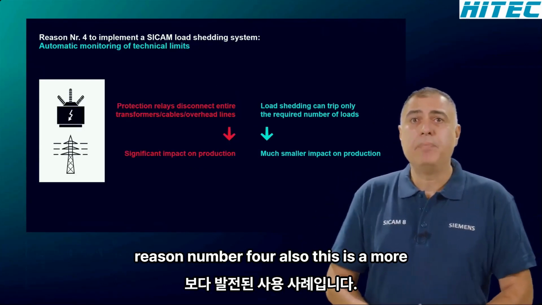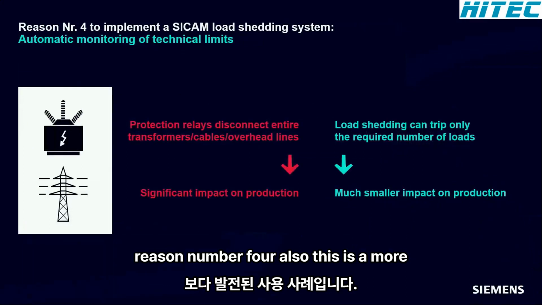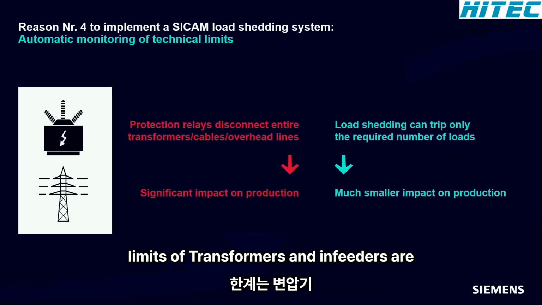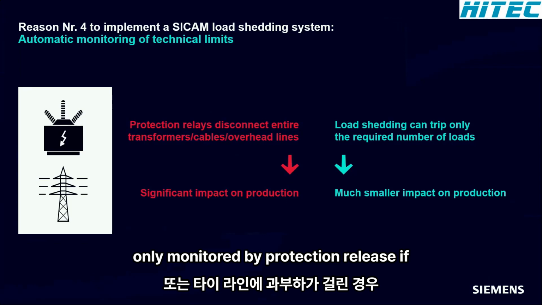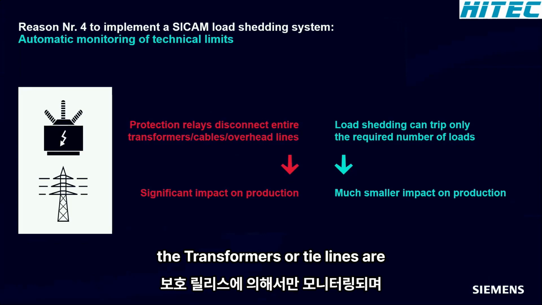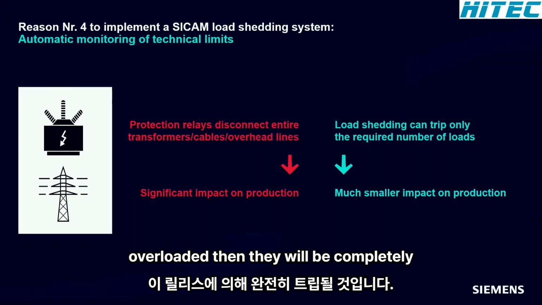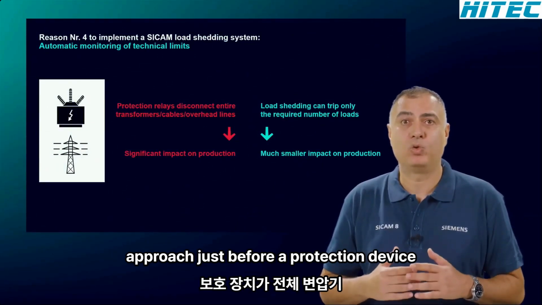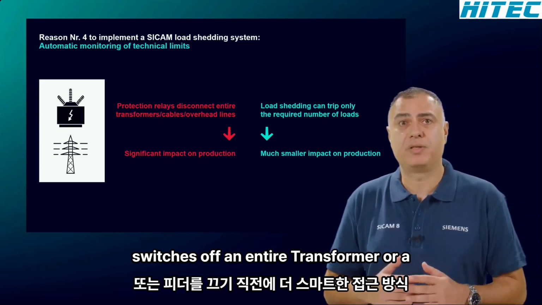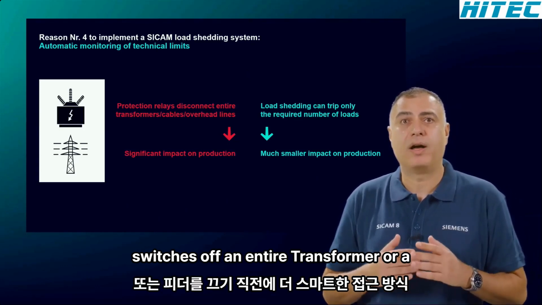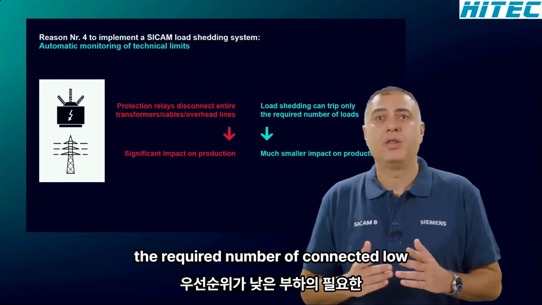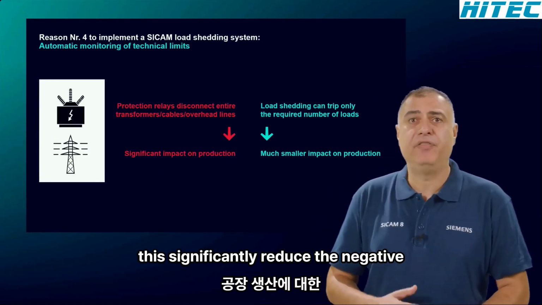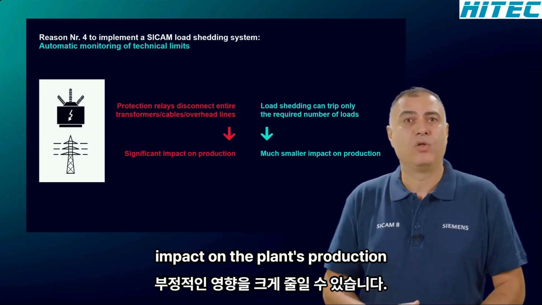So, reason number 4. Also, this is a more advanced use case. Usually, the technical limits of transformers and in-feeders are only monitored by protection relays. If the transformers or tie lines are overloaded, then they will be completely tripped by these relays. Load shedding installations can offer a much smarter approach. Just before a protection device switches off an entire transformer or a feeder, the load shedding system can shed the required number of connected low priority loads. This significantly reduces the negative impact on the plant's production.